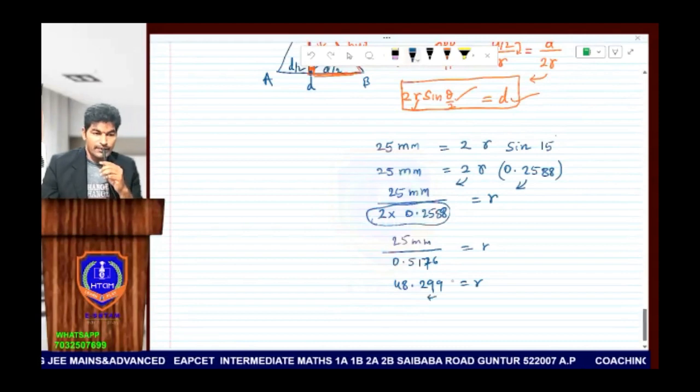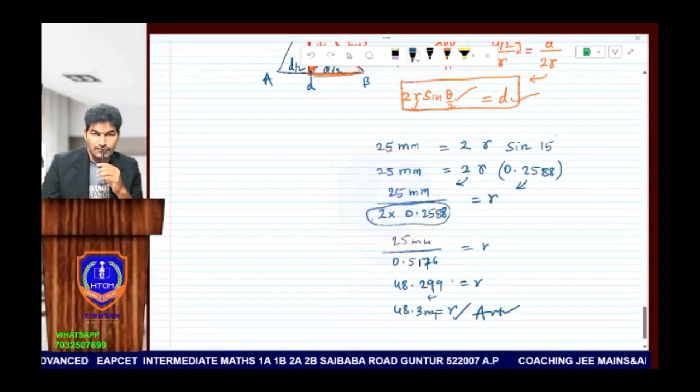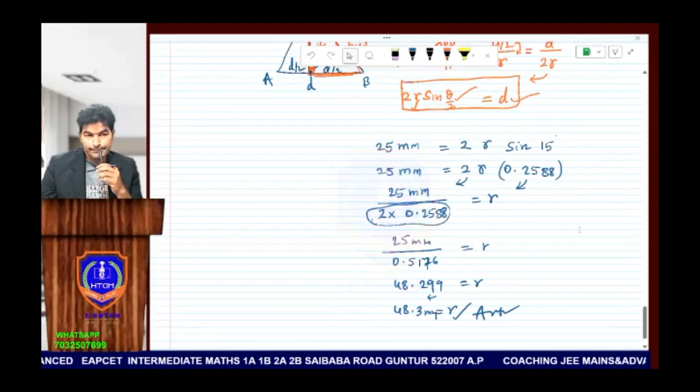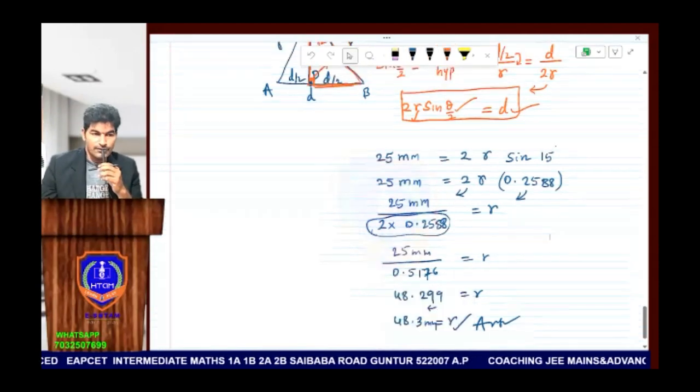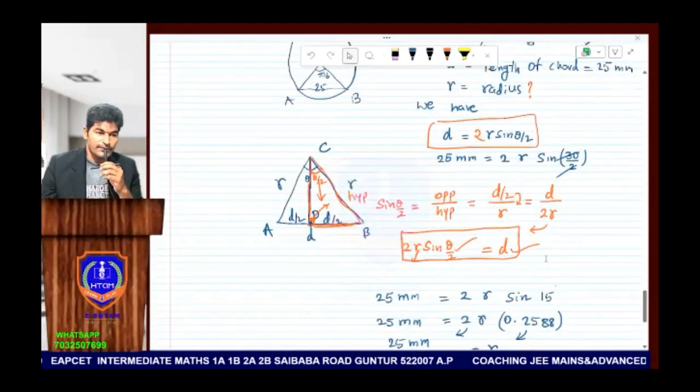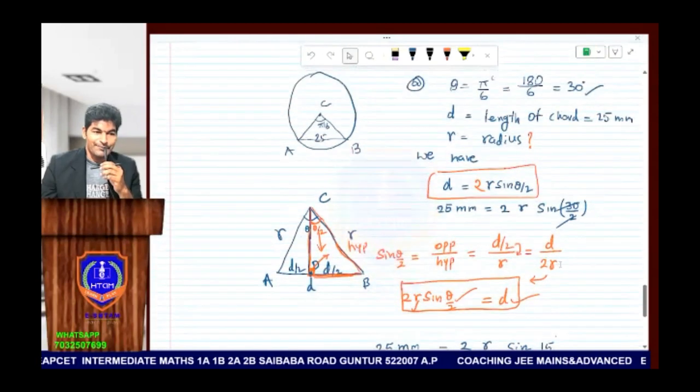So you can carry forward 1 decimal. Then it will be 48.3 approximately, the adjusted value. It should be in millimeters. That is the first question's answer. Got it? Understood? And you can recall the formula also. If you forget something, you can derive this formula yourself.